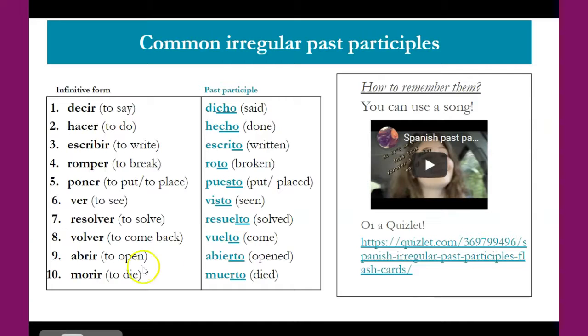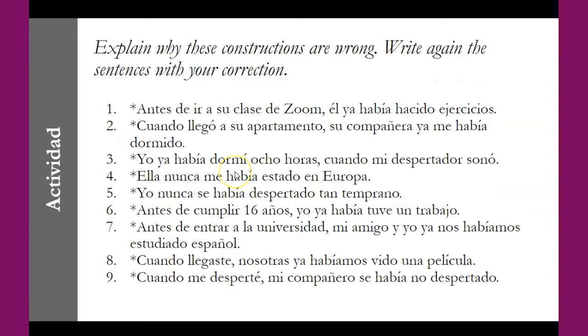So, these are the 10 common irregular past participles. I think I said 8 before, but sorry, there are 10. So you have to remember them. Try to memorize them. You can memorize them with this Quizlet or use a song to memorize the past participles.